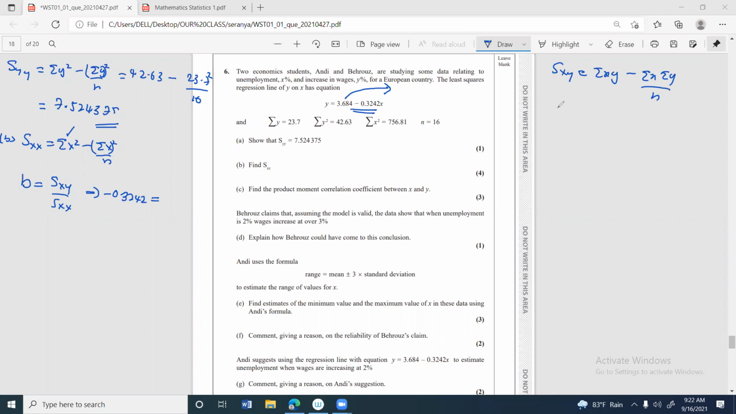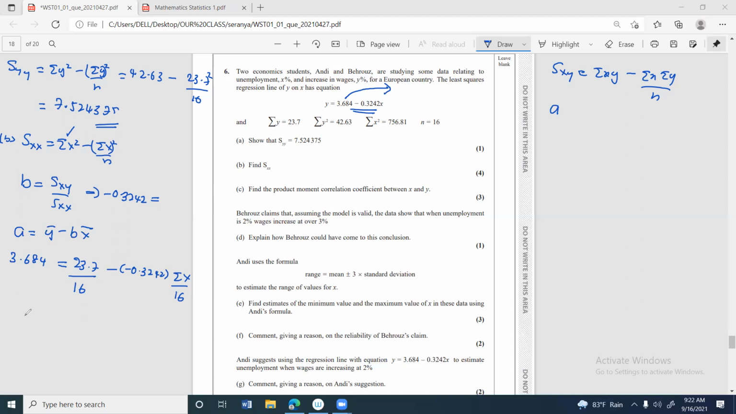But from this value, I know this part of it. Here we know that a is equal to y bar minus b x bar. Then a value we know it's 3.684, equal to y bar. Summation y we know today, 23.7 divided by 16, y bar, minus b. B value we know it's minus 0.3242, b x bar. X bar is summation of x divided by 16. From here, I can get the value for summation x as well.